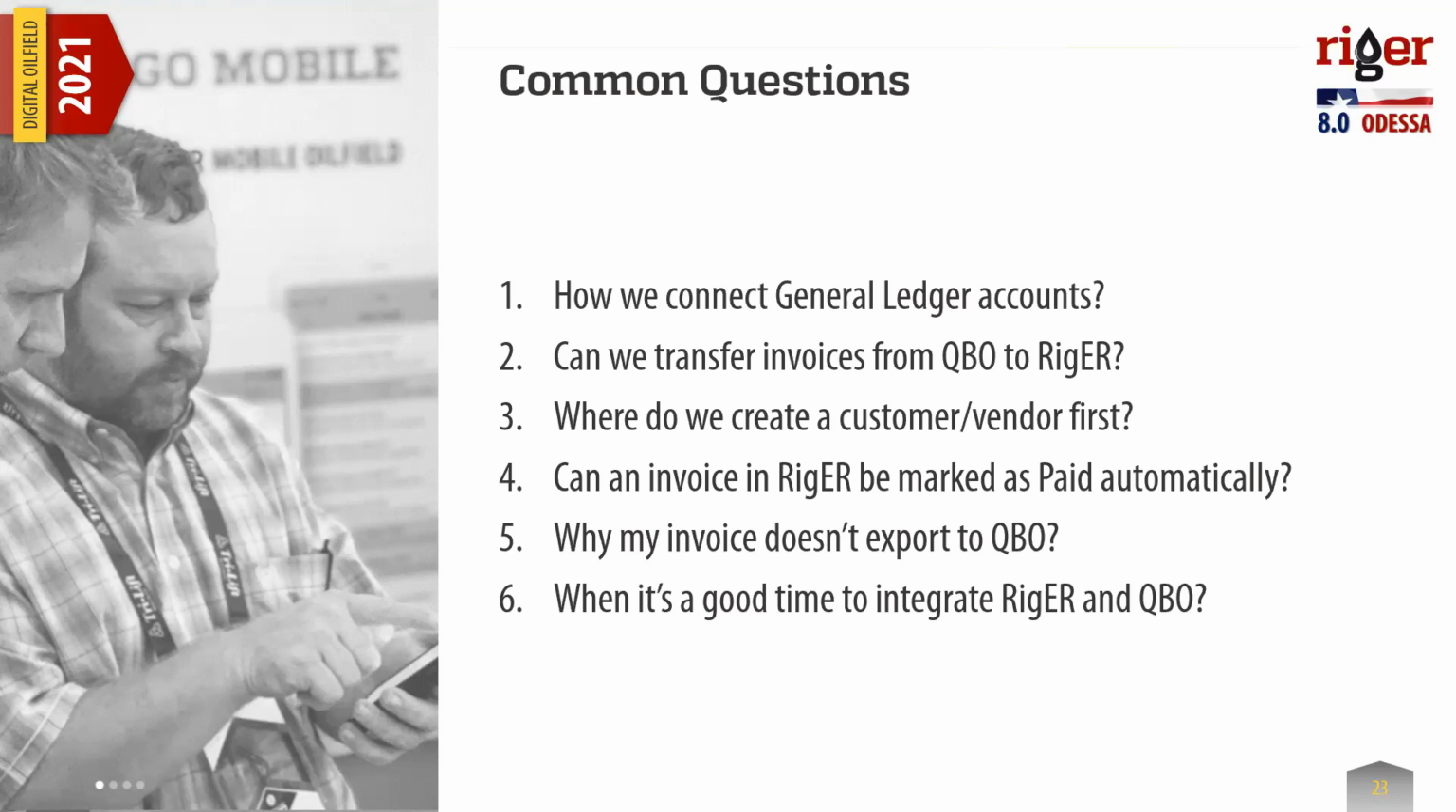Or you have entered a new service in your RigER system, but forgot to create the same service in QuickBooks. So when the information is not mapped or doesn't match, we prevent the information from being exported because we simply don't know where to map it in QuickBooks. So it means that you need to go through the details of mapping and see if the information is mapped. Yeah, so it all comes down to, again, making sure that the setup is done correctly.